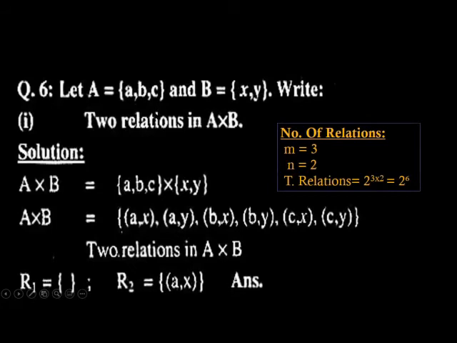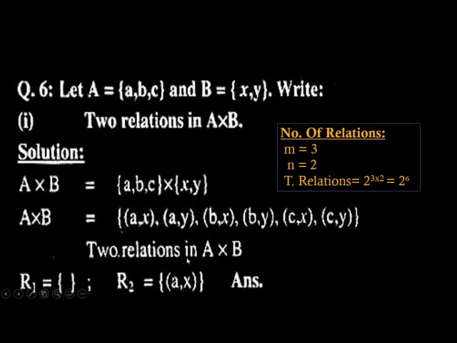Okay, this is a question from the book, question number 6. The question says let A be equal to {a, b, c} and B be equal to {x, y}. We have to find 2 relations in A cross B. So A is {a, b, c} and B is {x, y}. So A cross B would be ax, ay, bx, by, cx and cy.